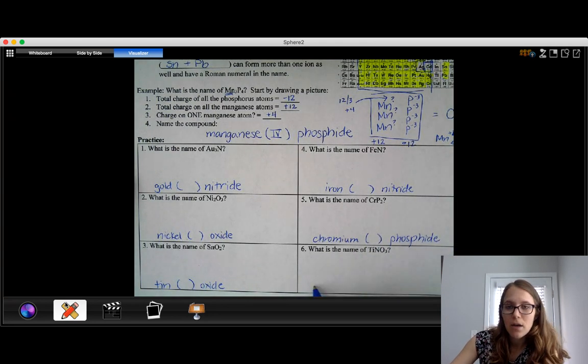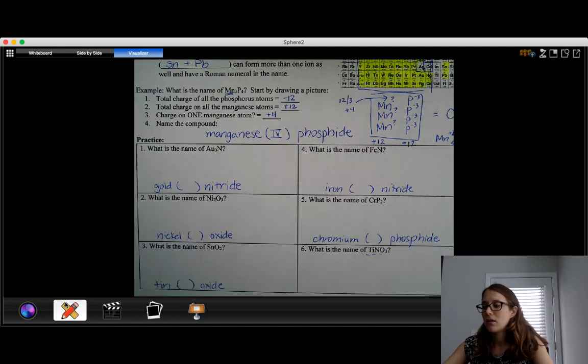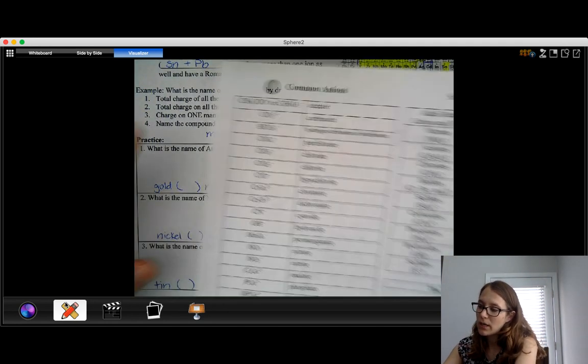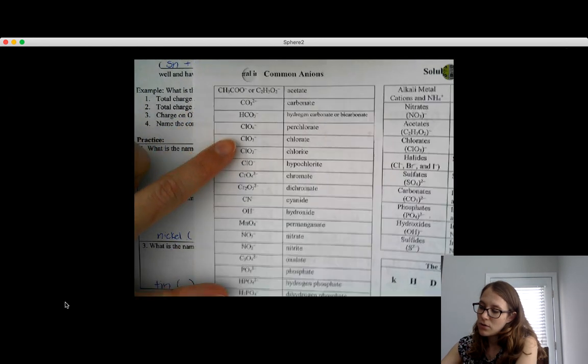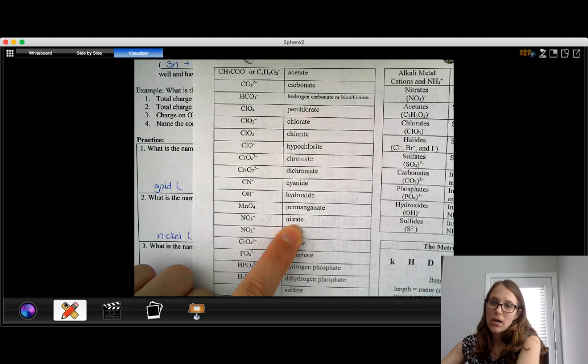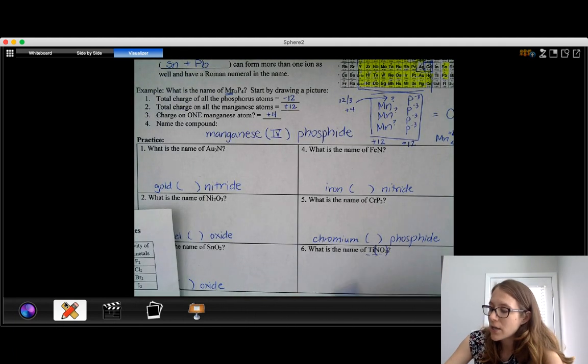And then our last one on here, this one's a little bit funky because I actually see 3 different elements, which tells me that something is on the polyatomic list. So if I look at this, TiNO3, there's no TIs on here at all, but I do see NO3, which is called nitrate. So this whole NO3 chunk is called nitrate. Ti is titanium.